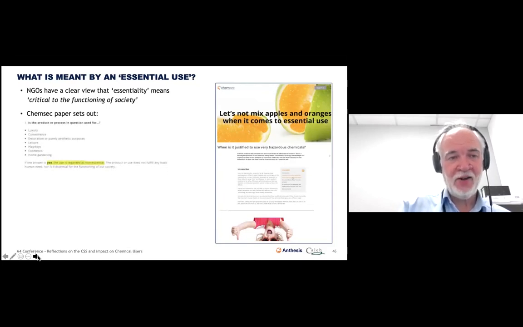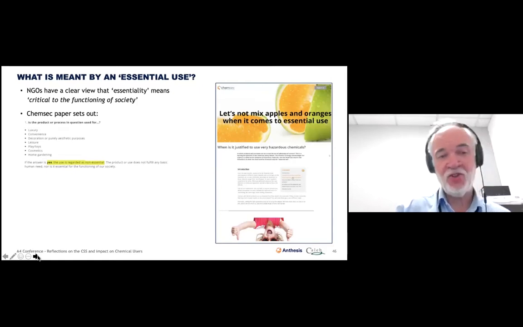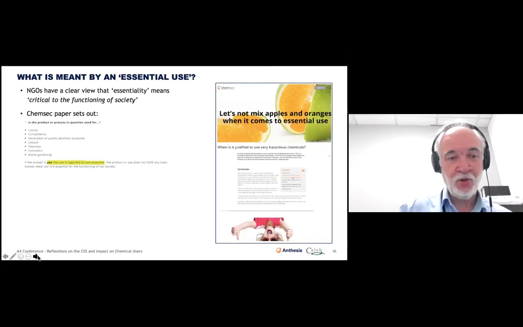And so they set out, and I know this will be impossible to read in any meaningful way, but the slides will be out afterwards, and you can get the document off the web easily enough. But they've set out a set of questions that you have to go through to actually decide whether you have an essential use or not. And these are all about uses. So if you have a hazardous substance in a leisure product for leisure or play, or toys or cosmetics or home gardening, it's non-essential, so it just gets taken out.